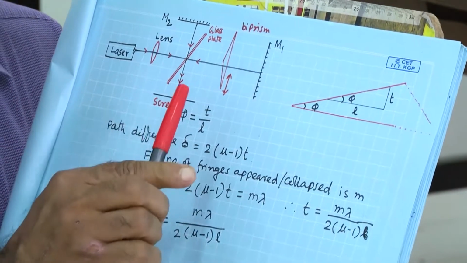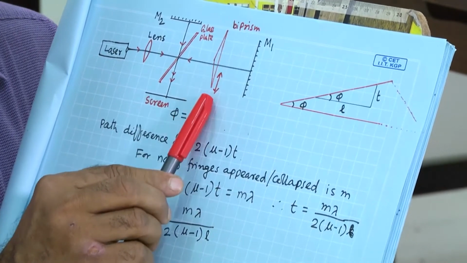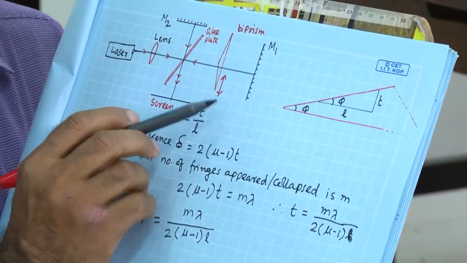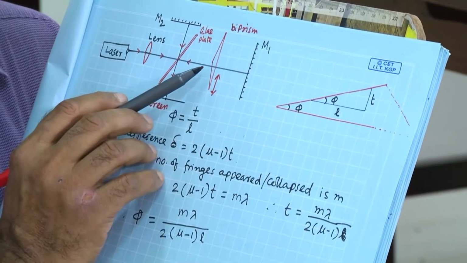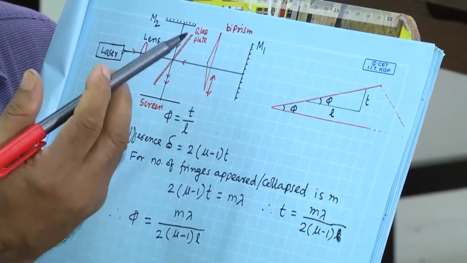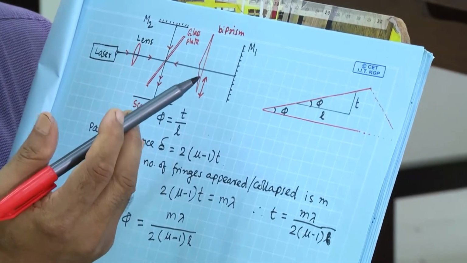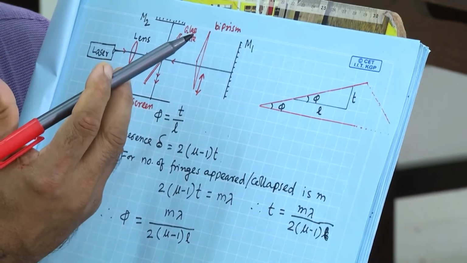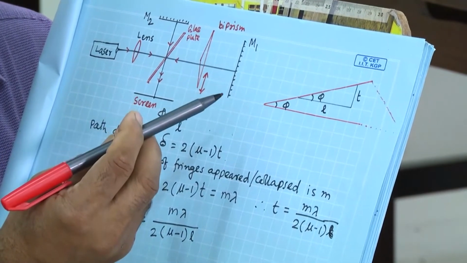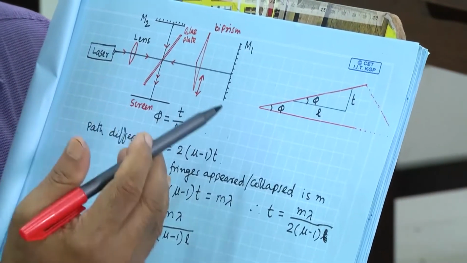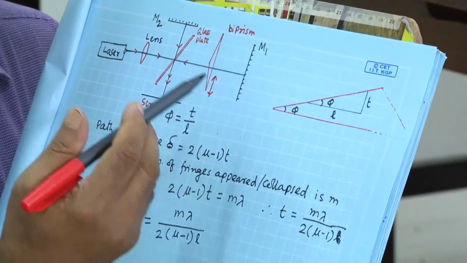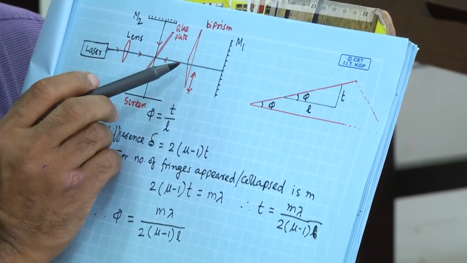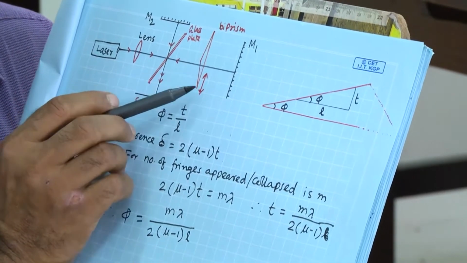Now I will translate this one, that means I am changing the t, and due to that the order of the central one will change. So that I can count. It is collapsing or appearing, I can count how many are collapsing or appearing. So I will count for 30, 40, and for that how much translation is required, so that I will be able to note down.